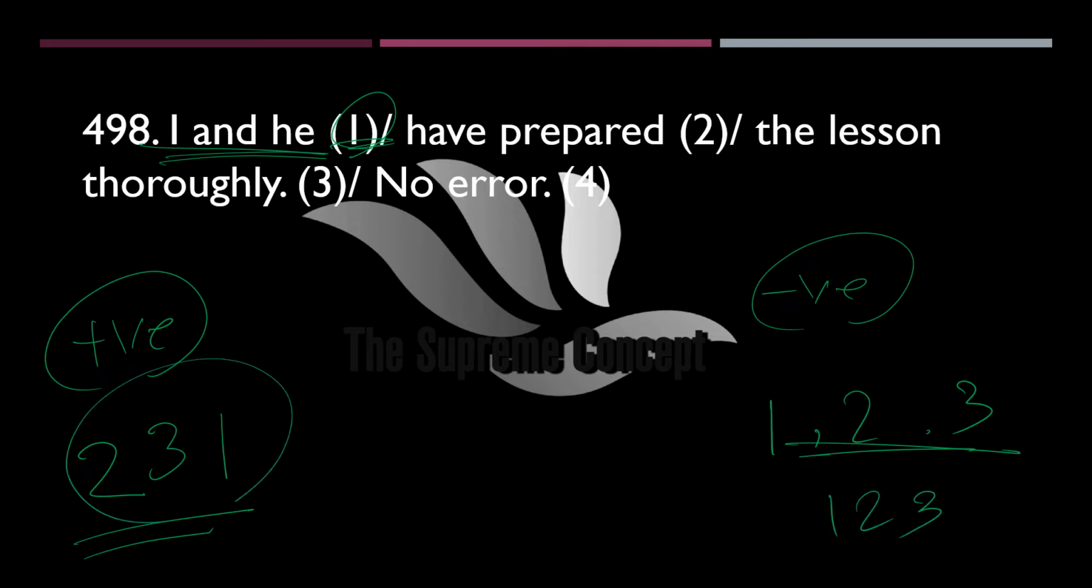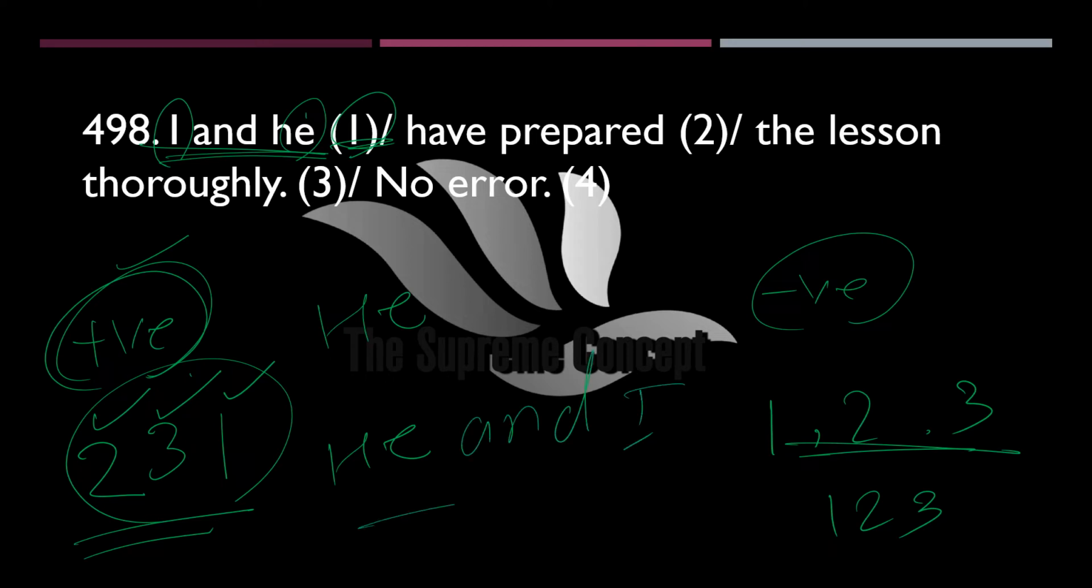So as per the 2 3 1 rule in pronouns, for positive sentences we will place second person first, then third person, and then first person. So as per this rule, I is first person and he is third person, so he should come first. After he we will use I. He and I would be our answer here.